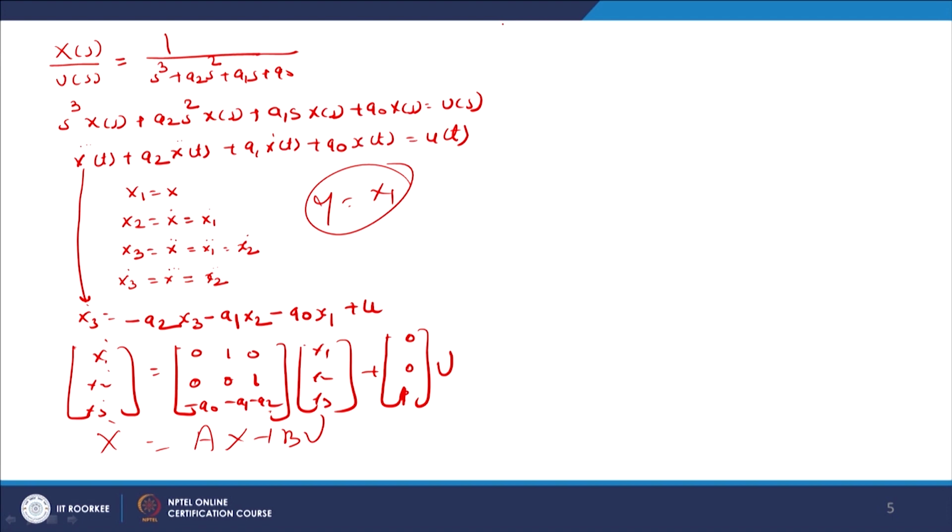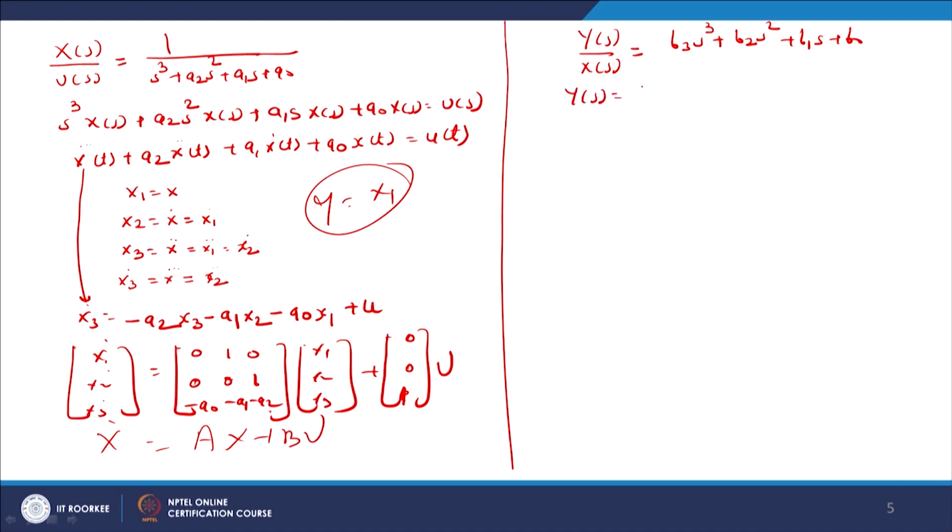Therefore, we write Y(s) by X(s) equals b3 s cube plus b2 s square plus b1 s plus b naught. Now here we have to solve it. So, we will get Y(s) equals b3 s cube into X(s), b2 s square into X(s), b1 s into X(s) plus b0 into X(s).